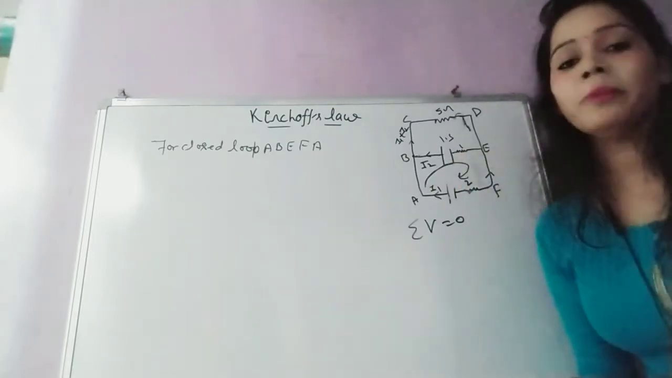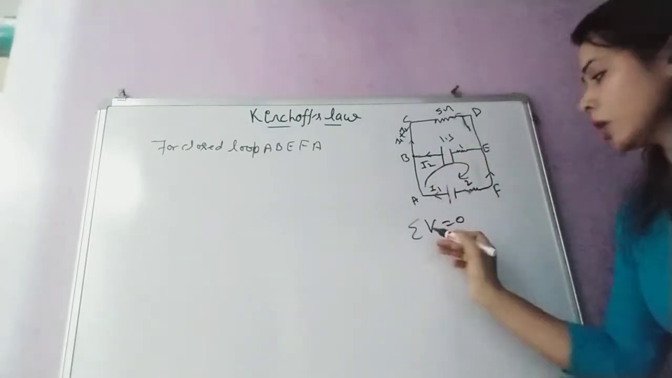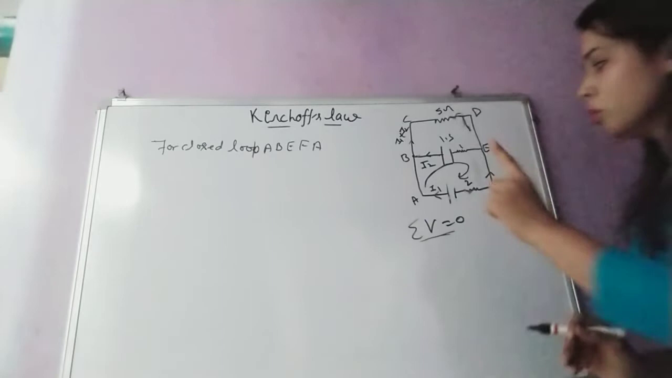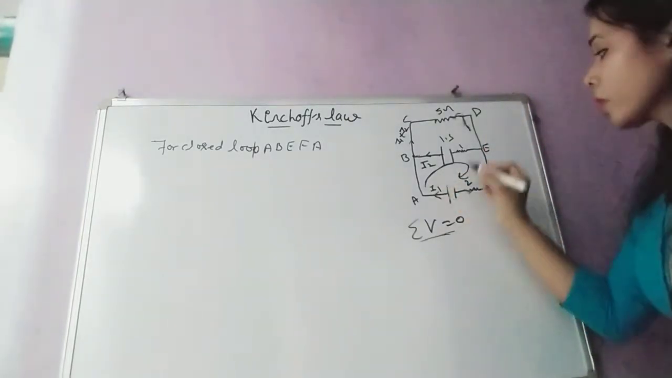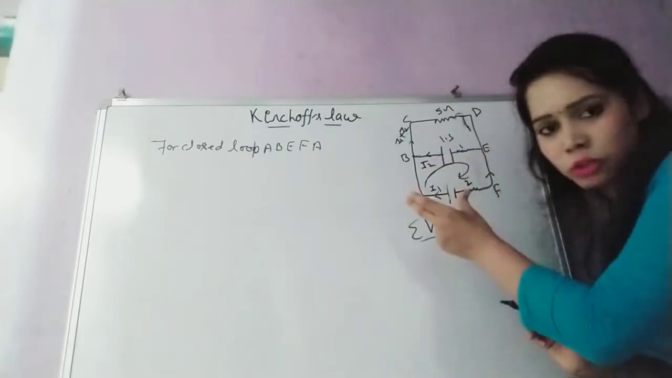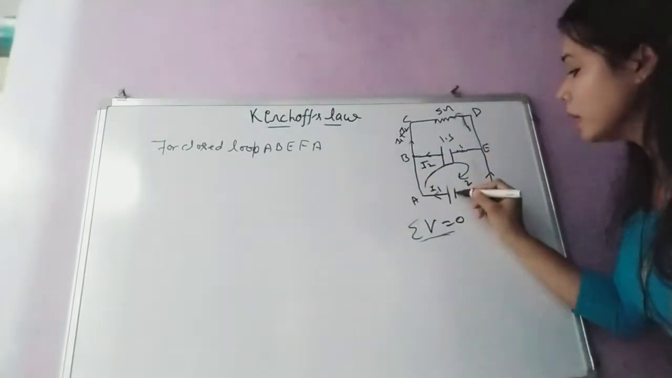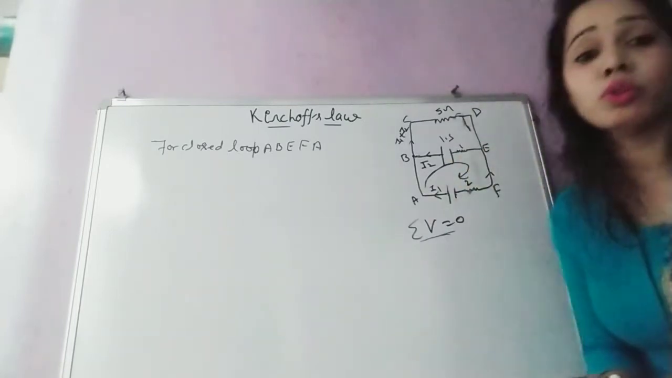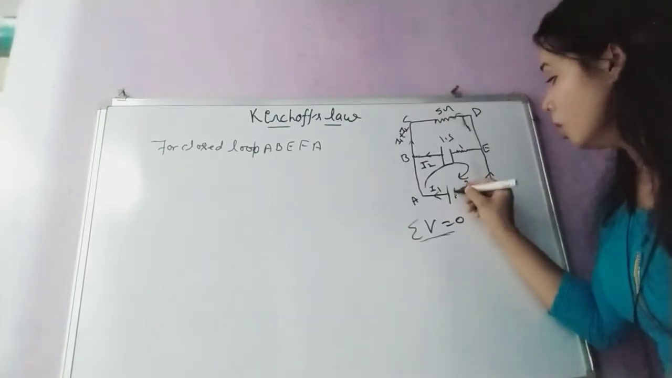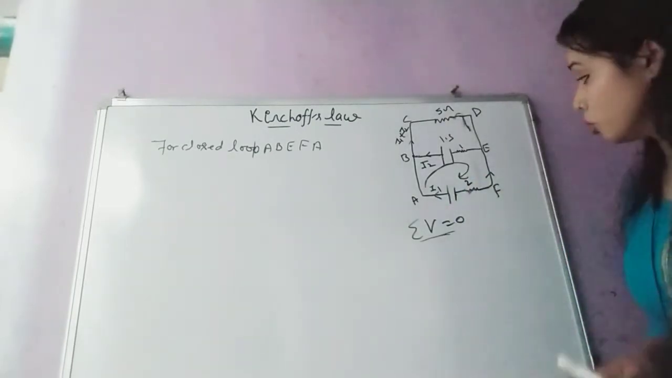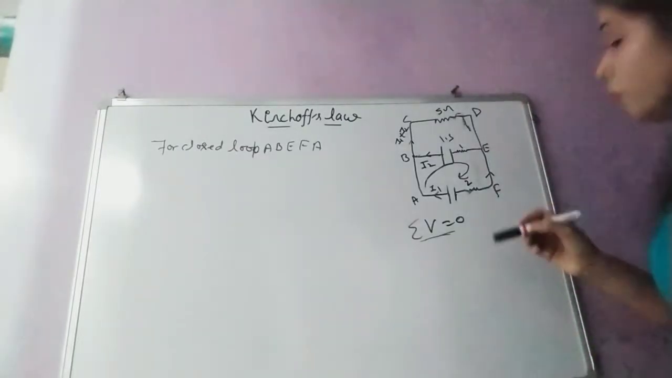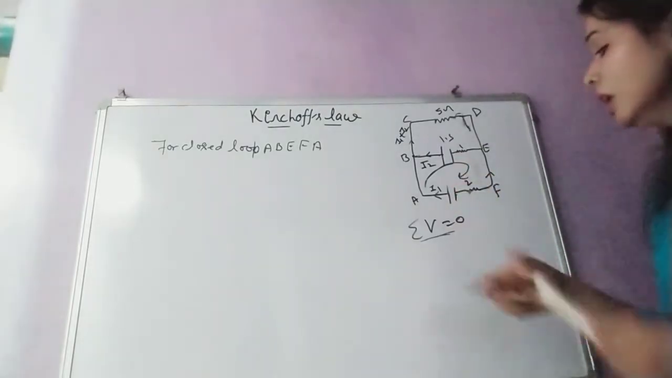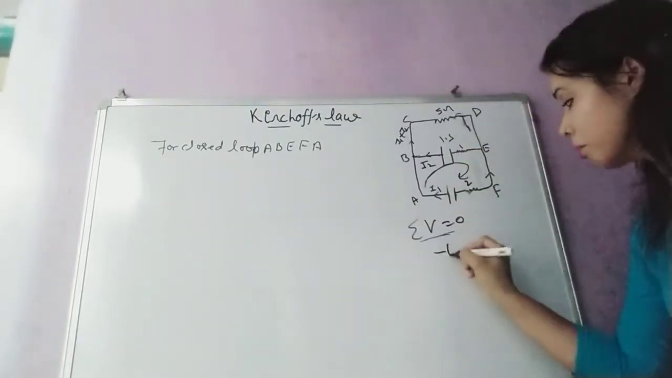Now for this path, I will write the equation. According to Kirchhoff's law, the sum of all potentials equals 0. So we will write the potentials. One more thing you have to understand: whatever path you have chosen, if you are moving from negative to positive, like the path I chose, here you are moving from the positive to the negative terminal. And in this case you are moving from negative to positive. Understood? So in any circuit, if you are moving from positive to negative, you will take the potential as negative. So you will take minus 1.5.